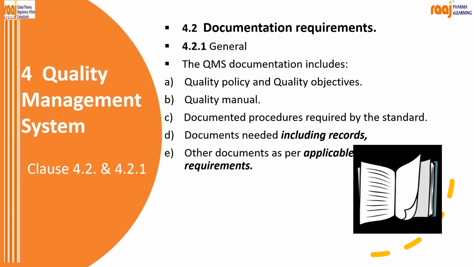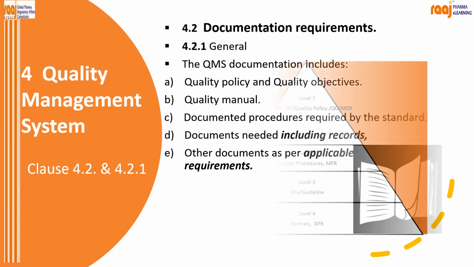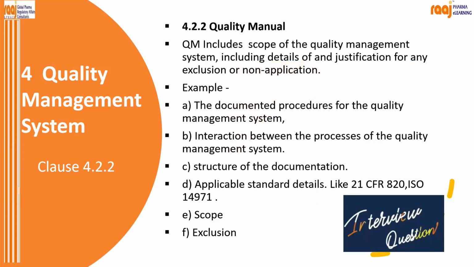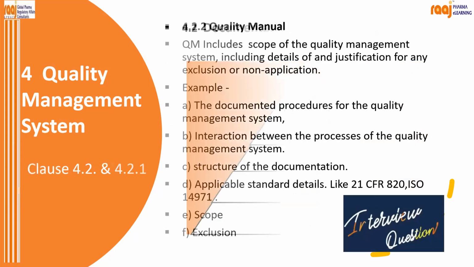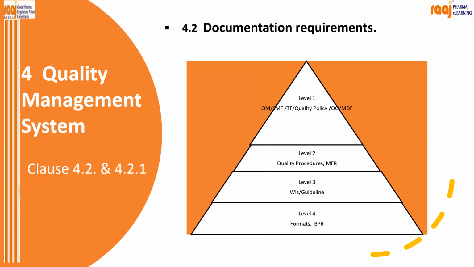For QA, RA, there will be different targets. For QC, production, there will be different targets. I quoted one example for marketing, sales guys. So like that, objectives are to be prepared for each department. All the documented procedures have to be defined. So these are the levels of documents defined as per ISO standard.